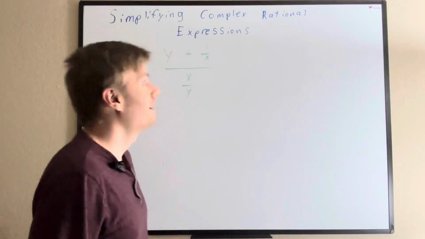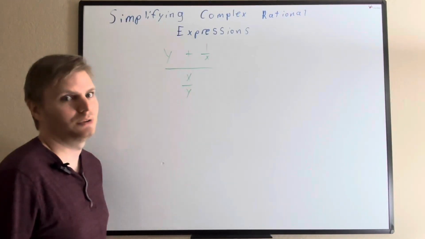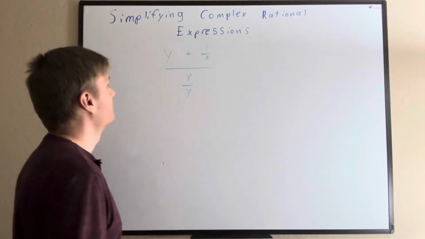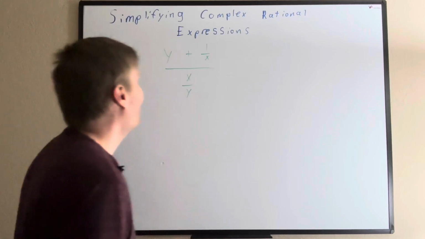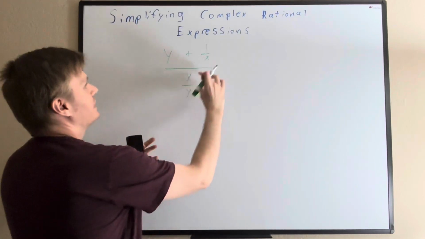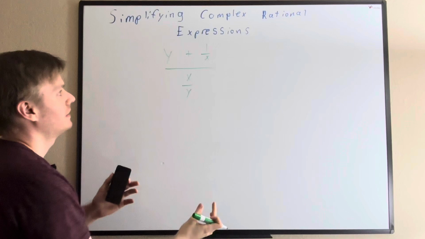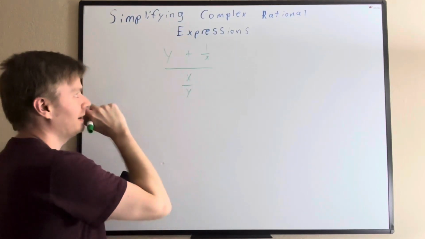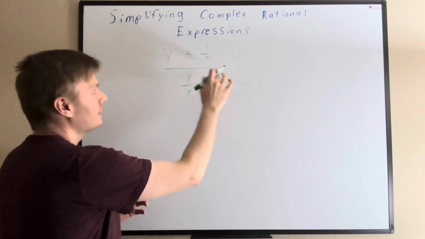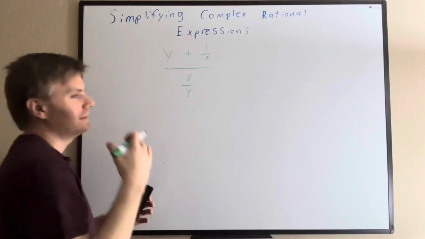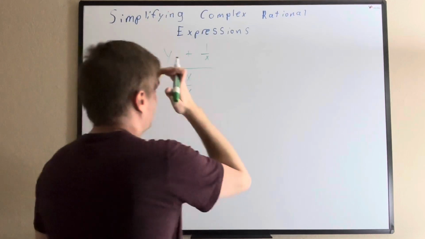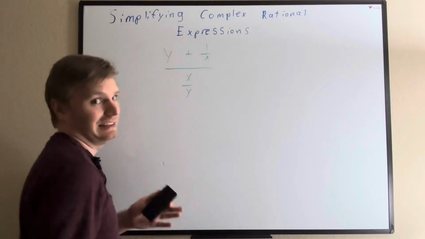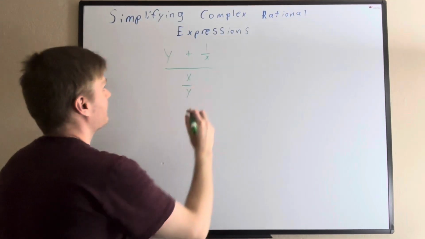All right, in this video, I'm going to go over simplifying complex rational expressions, which sounds difficult, but all we want to do is get rid of these extra fractions. We already have a big fraction. We just want to get rid of the small fractions, right? Because (y plus 1 over x) over y, that's a mouthful. We just want to simplify it down, and it could look completely different when we're all done.